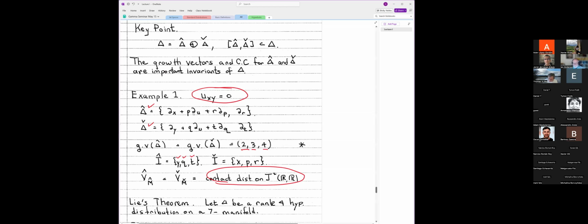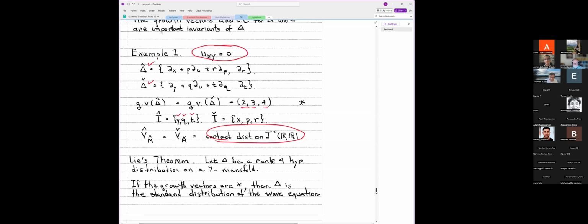So let delta be a rank 4 hyperbolic distribution on a 7 manifold. If the growth vectors of the characteristic distributions are 2, 3, 4, then delta is the standard distribution of the wave equation. Okay. We'll give a very easy proof of this from our general theorem, but I just want to stress how important these distributions are to our study.